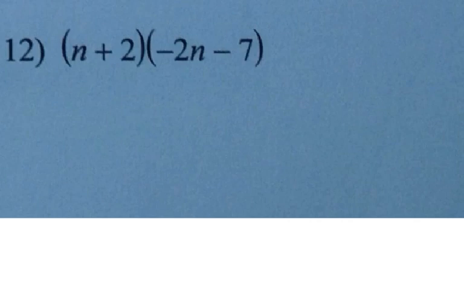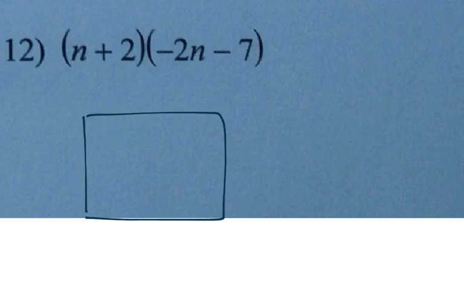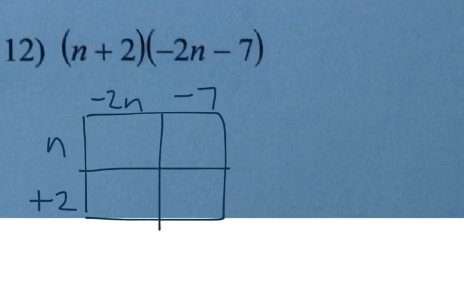Okay, finally we'll do one more here. Again, let me set up my area problem here. I got my n and my +2. I got my -2n and my -7. Each term gets their own row or column. Now I'm ready to go here.